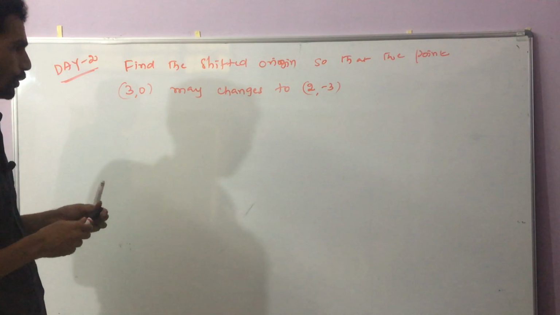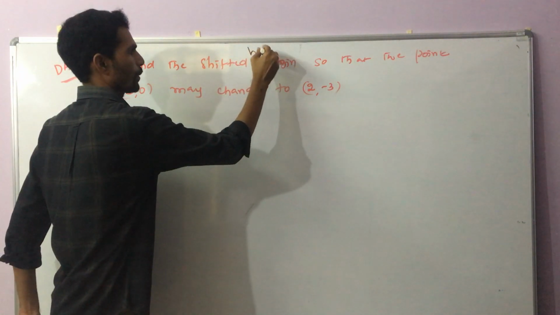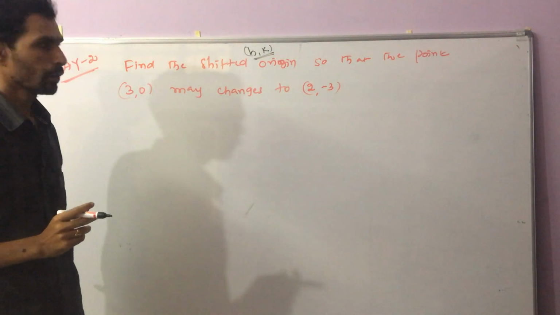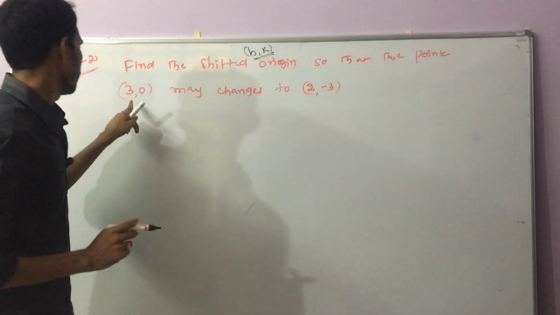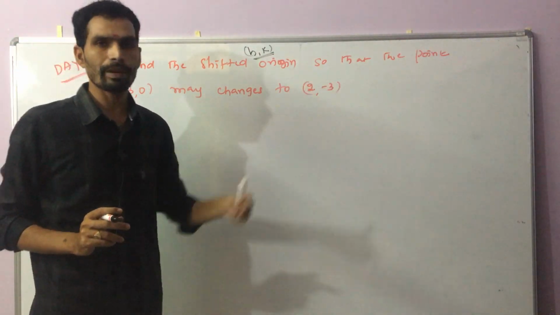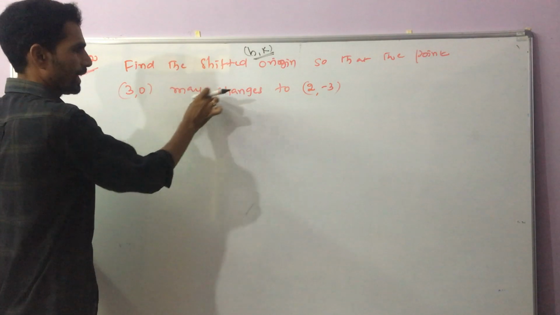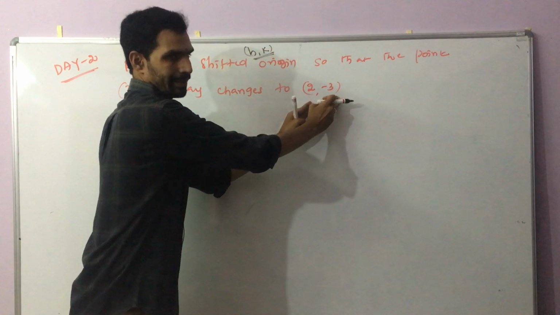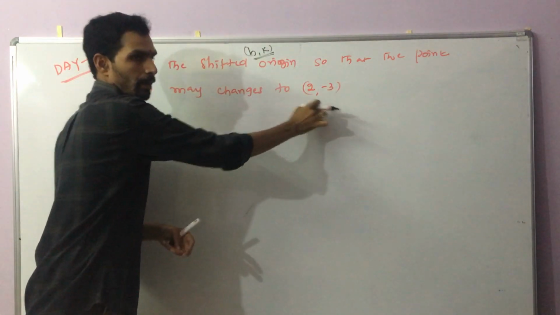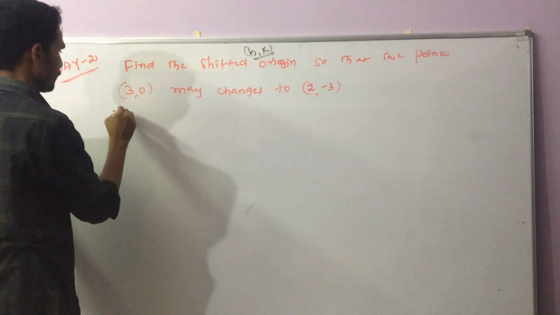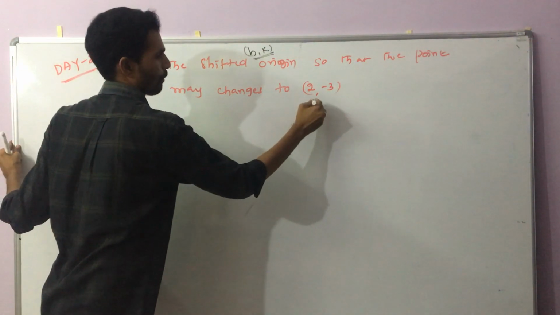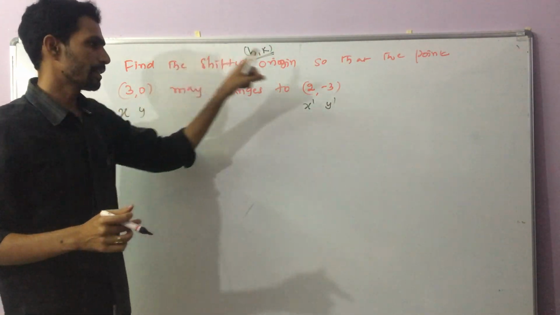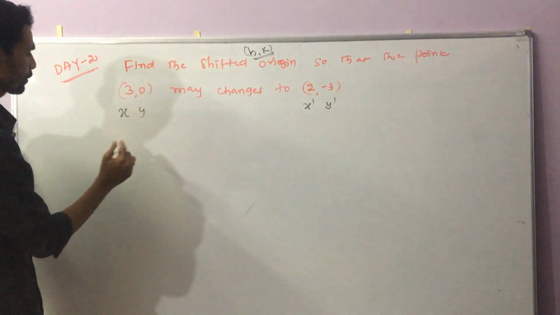Find the shifted origin. What do you have to find? You have to find the shifted origin, which means h comma k. So the point 3 comma 0 changes to 2 comma minus 3. 3 comma 0 is old, and it changes to 2 comma minus 3. This one is x, y, and this one is x dash, y dash. So this one is old and this one is new. What you want is h comma k.